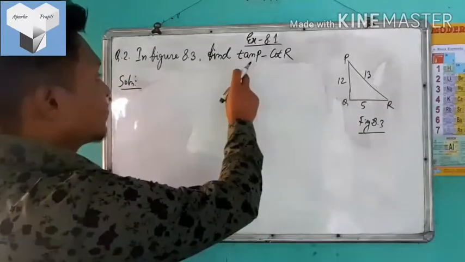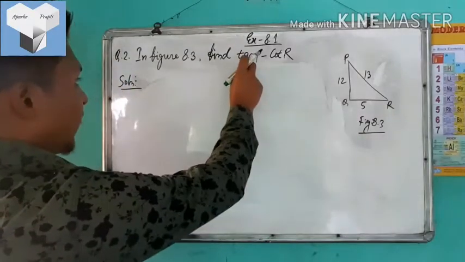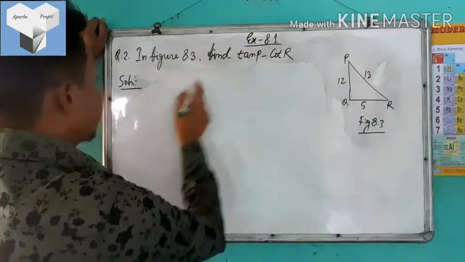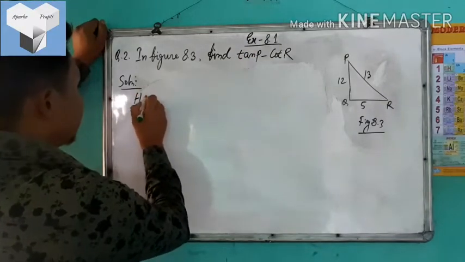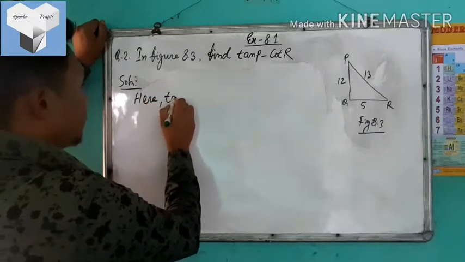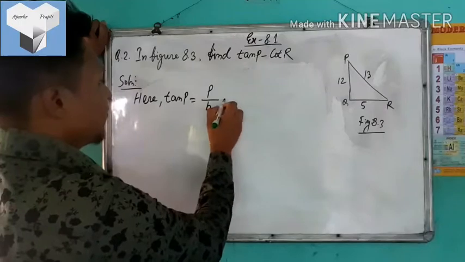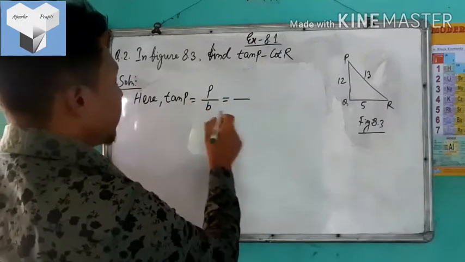So here, first of all, we shall find out the value of tan P. That means the tan ratio of angle P. So here tan P is equal to, you remember it, P by B. P means perpendicular with respect to the angle P.